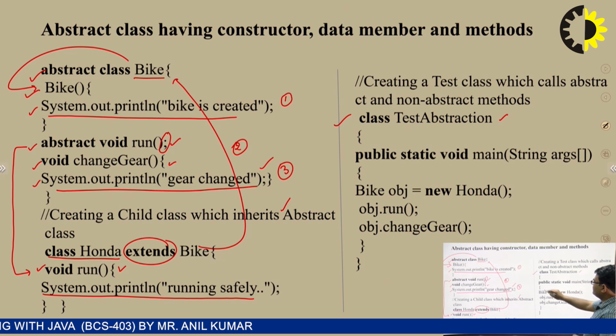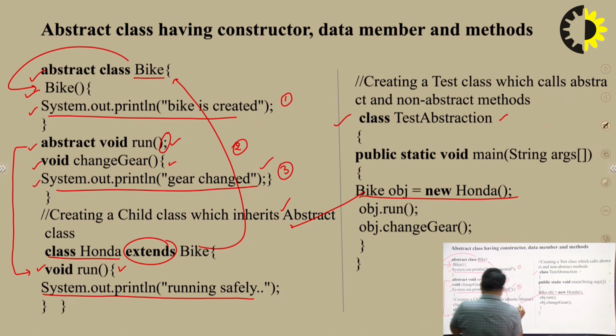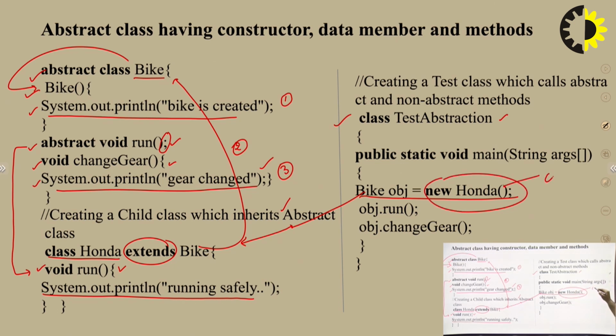Test the abstract class, main method, public static void main, and create an object of that particular derived class. The derived class is Honda. Create an object of Honda by using the default constructor. Automatically, if you do not declare any constructor in a class, the default constructor will be called. This is the default constructor. When we create an object of a particular class, the constructor is automatically called.